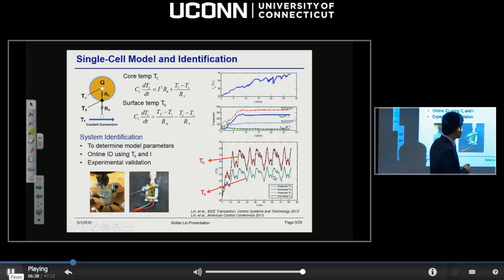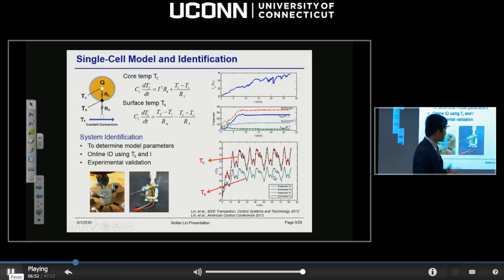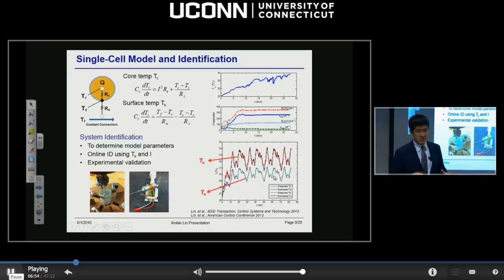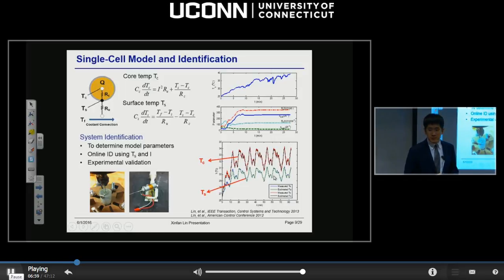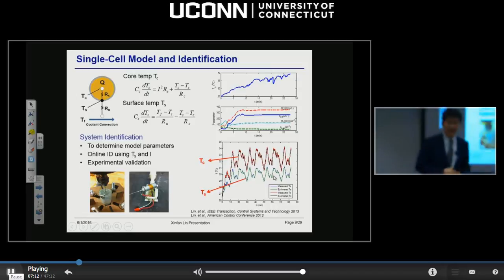I think this is actually the convergence process. After they converge to the values, they don't really change a lot. But the resistance does change because the resistance depends on temperature. For the other, like the heat conduction resistance, they typically don't change a lot. Is this done online? Yeah, this is done online. I use a recursive least squares algorithm to do the estimation. Professor Petty, you have done some total least squares for capacity estimation, so this is kind of similar.